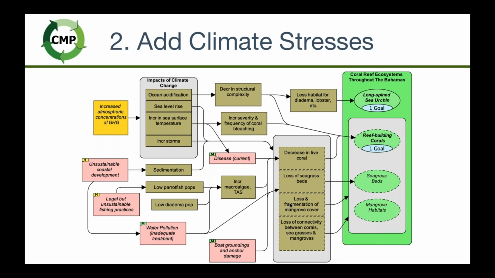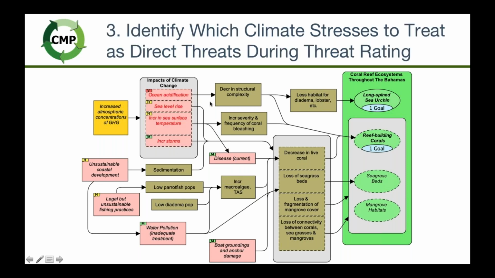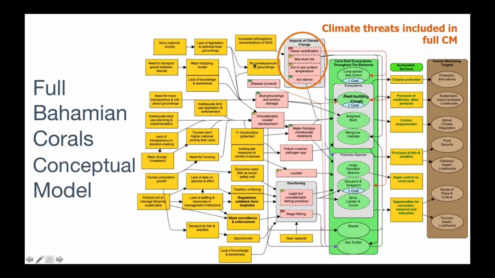So once you've done that, then you can treat some of these stresses, like in this case, it happens to be these ones in the box here, as direct threats. So you can rate ocean acidification, sea level rise, increase in sea surface temperature, and increase in storms, and then add those to your overall conceptual model as the most important climate factors.